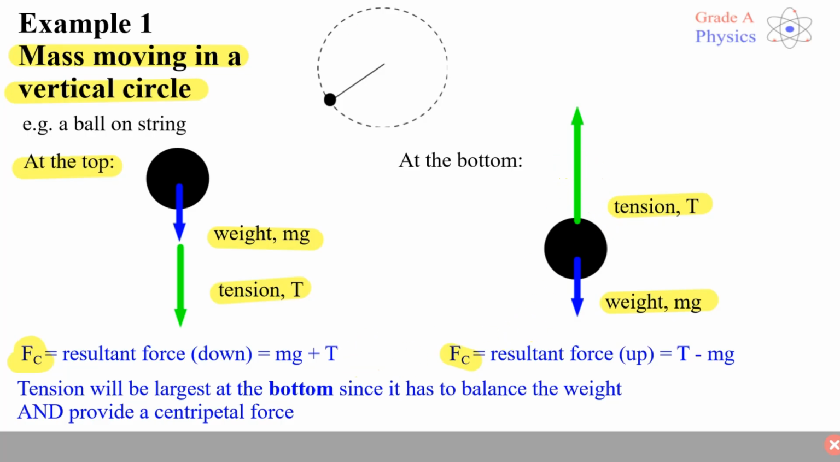So we can see here that at the bottom, because the tension has got to overcome the weight and still provide a resultant force, the tension is going to be largest at the bottom of this vertical circle, because it's got these two jobs to do.